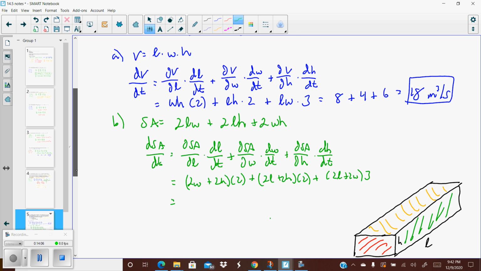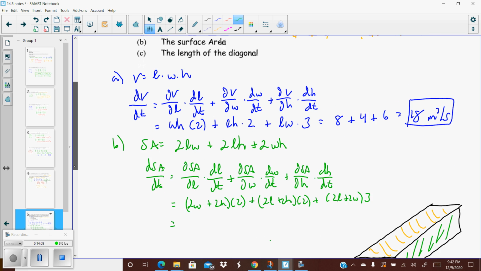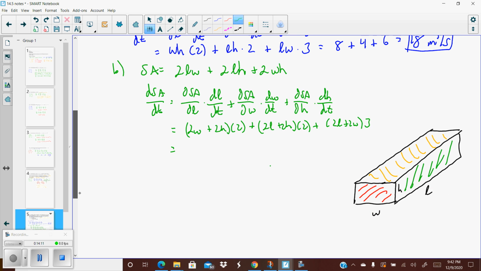Shoot, now I'd have to go back and remember. W and H were both 2, L is 1. So if W and H are both 2, we're going to get 4 plus 4 is 8 times 2 is 16. And the second one, L is 1, so that's going to be 2 plus 2 times 2 is 4, so 2 plus 4 is 6 times 2 is 12. And then the last one, 2 plus 4 is 6 times 3 is 18. So adding all that stuff up, 30, 46, I believe.